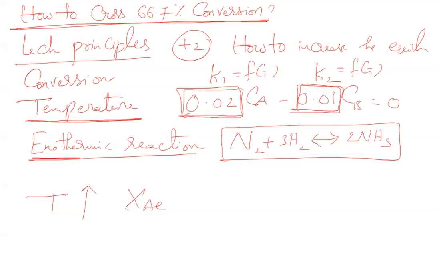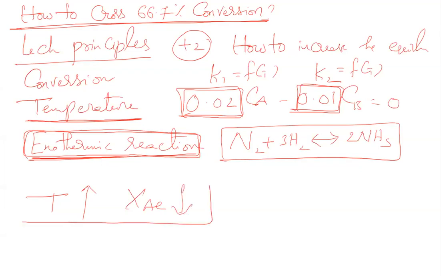For exothermic reactions, equilibrium conversion decreases. That means the graph is something like this. This is not conversion. Don't confuse this as, if temperature increases, conversion increases. This is the equilibrium conversion. So if I plot equilibrium conversion here and temperature here, this is how the graph looks.